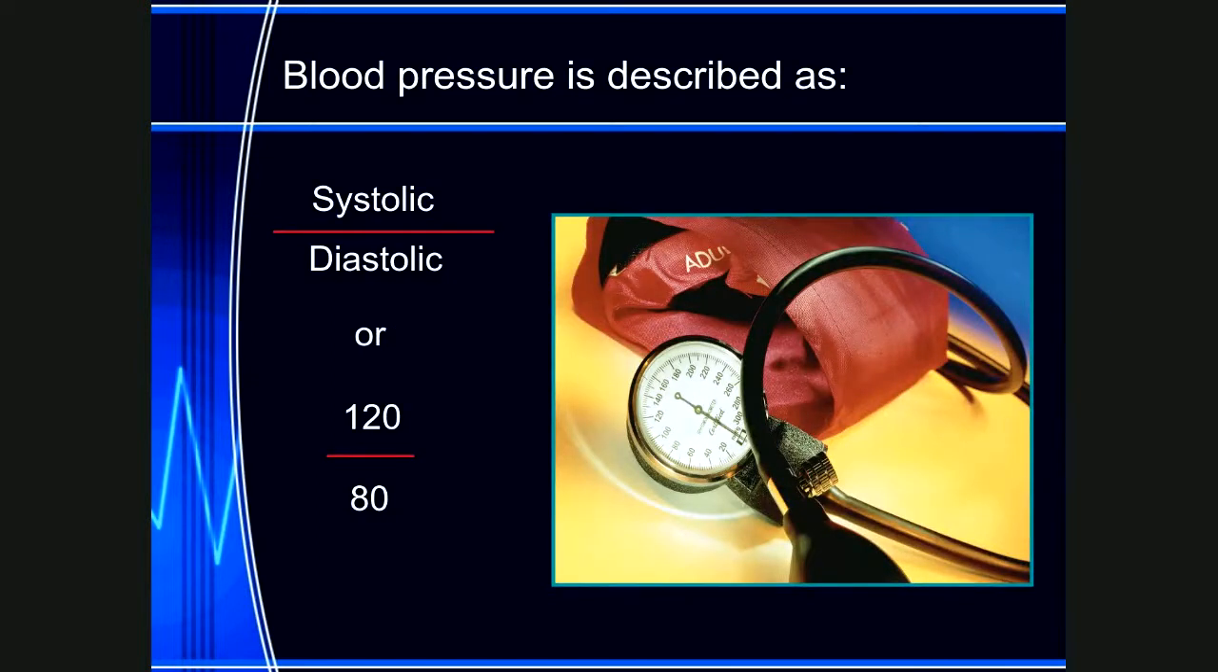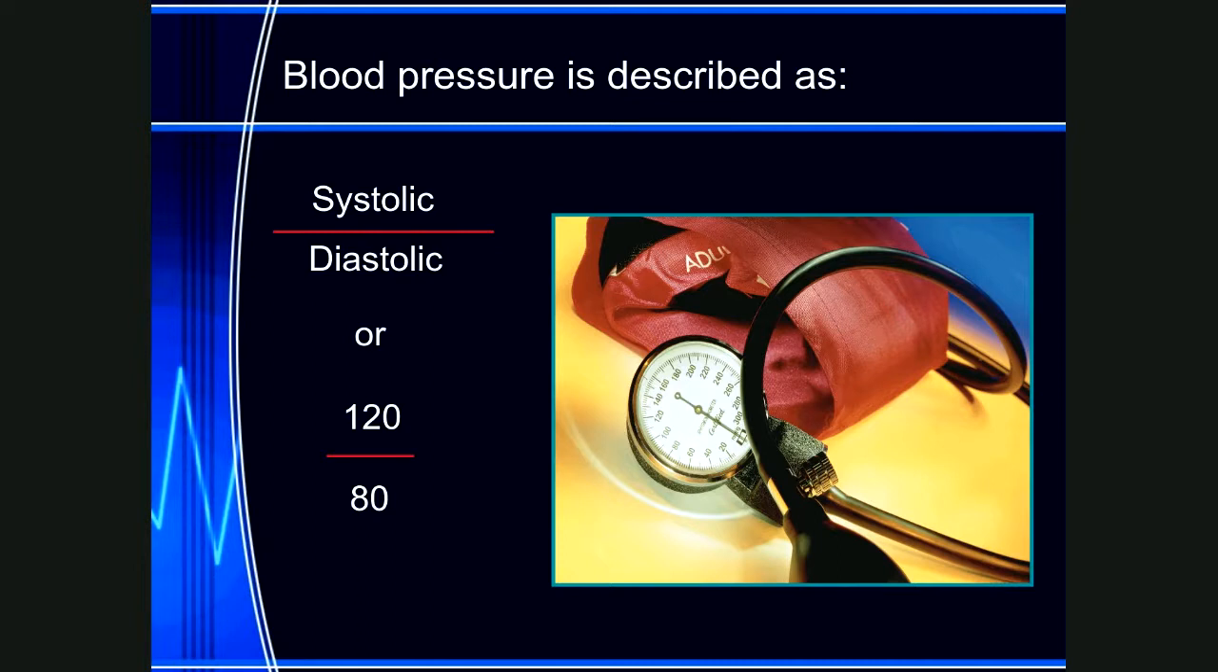So our blood pressure is described as systolic over diastolic, or 120 over 80, 120 over 70, 110 over 40, 42, 52. When we take our blood pressures, if we're taking them manually, all of our blood pressure numbers are going to end in even numbers: 0, 2, 4, 6, 8, and then 0.